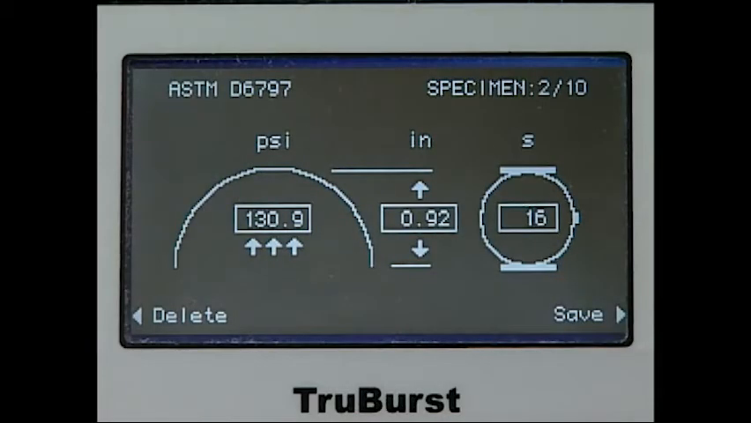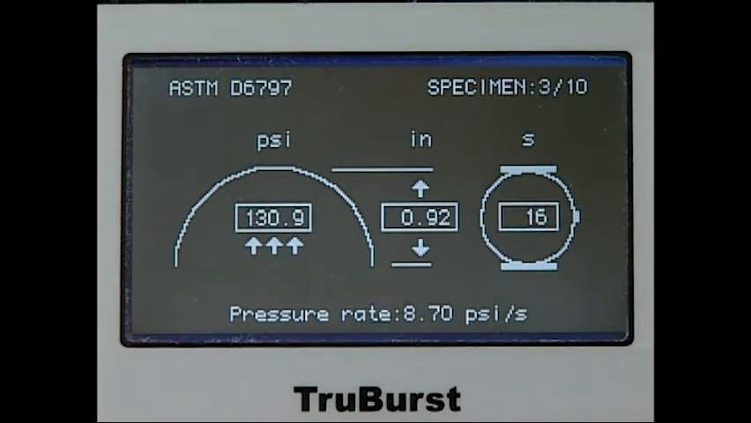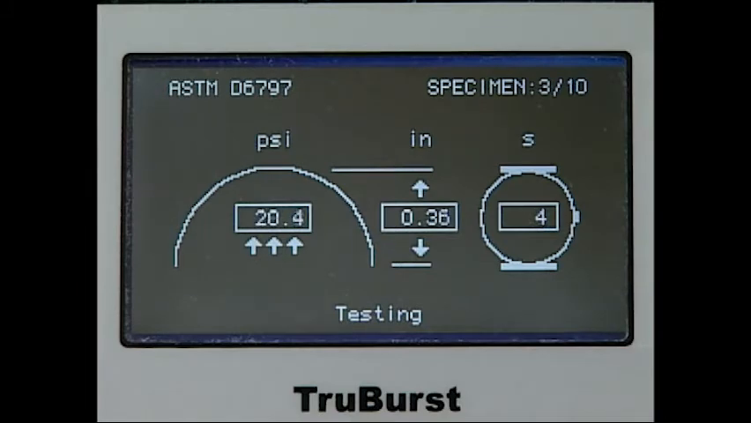A digital readout gives the results for the last specimen tested in pounds per square inch, extension in inches, and time to break. This test resulted in a break for specimen 2 at 139 pounds per square inch in 16 seconds with an extension of the diaphragm of 0.93 inches. All data is transmitted electronically and all desired statistics are calculated with this system. The machine automatically resets the display for each subsequent test. This test for specimen number 3 yields a strength of 146.5 pounds per square inch.